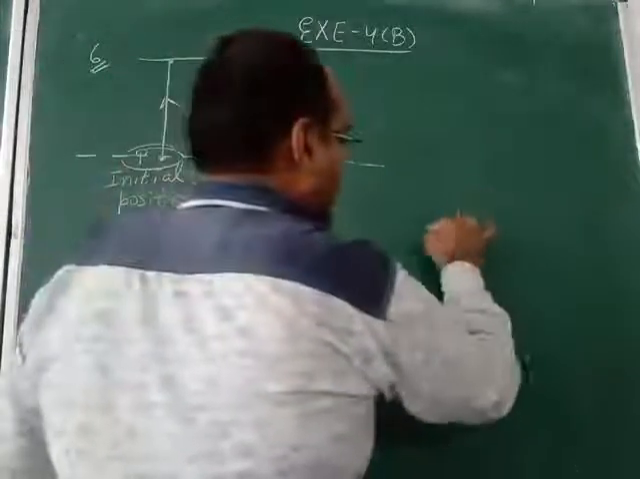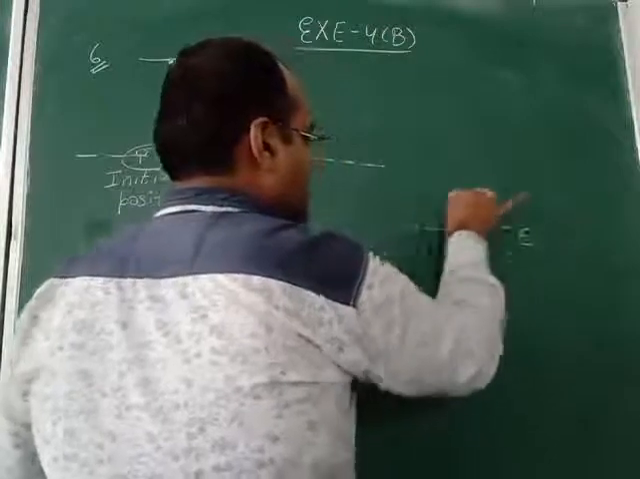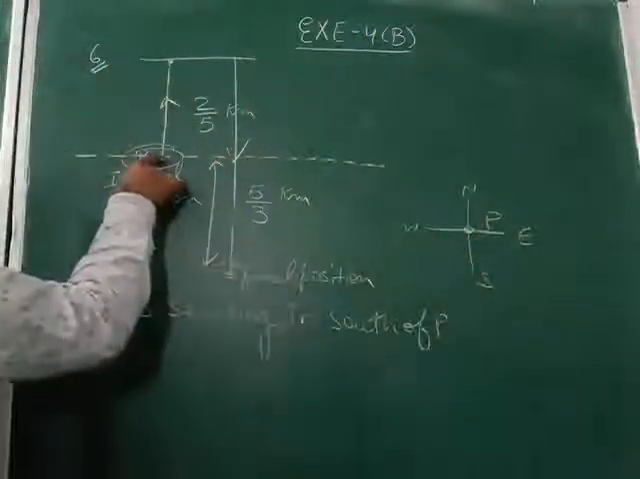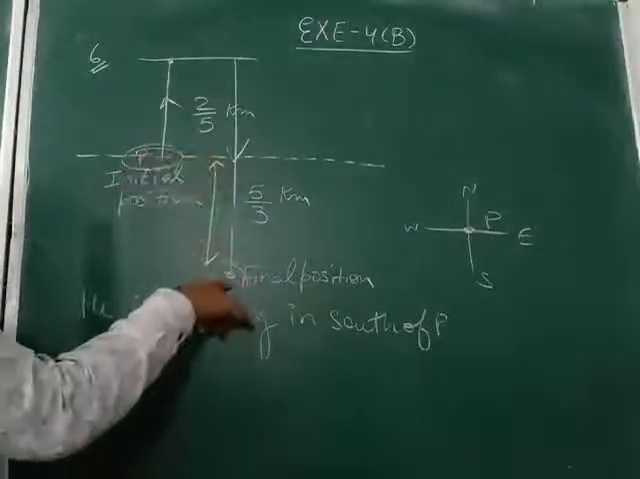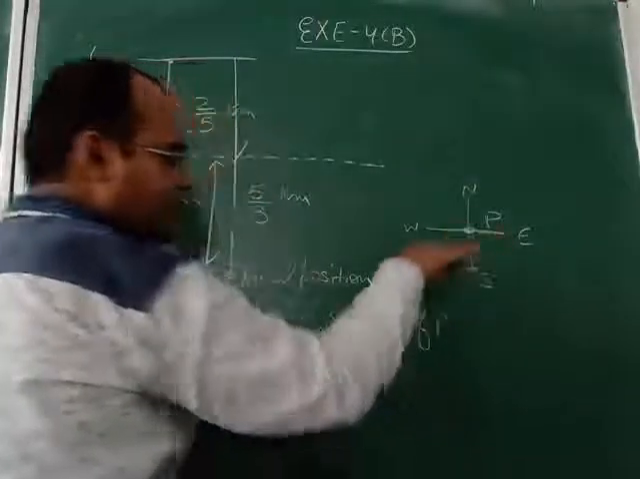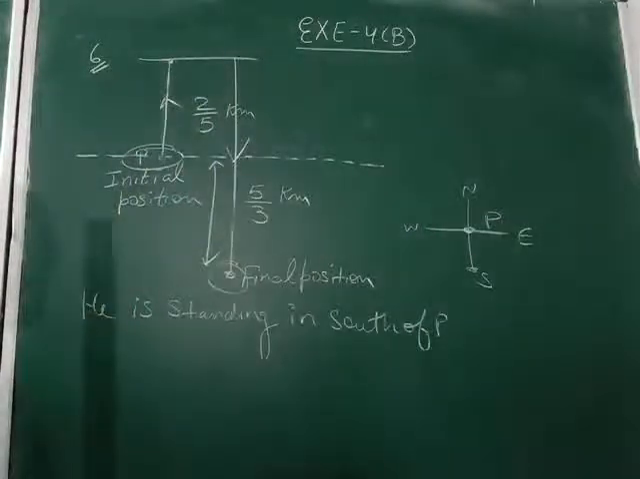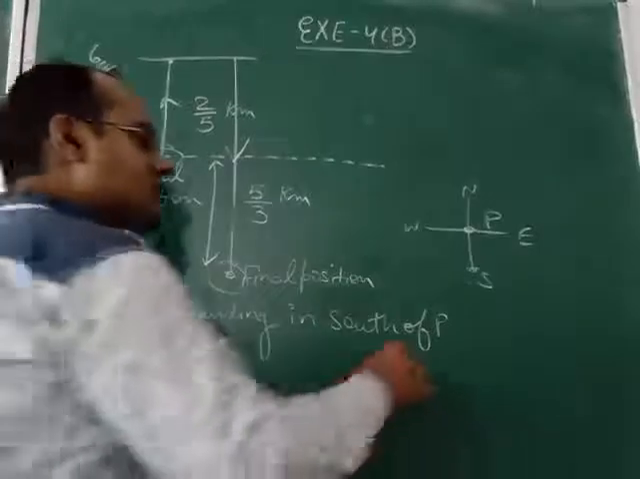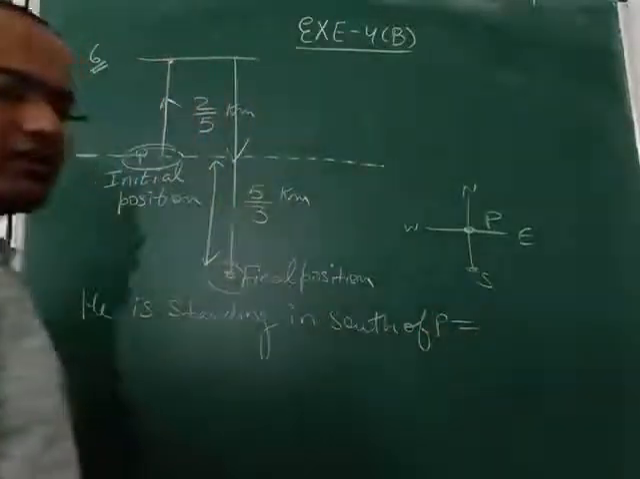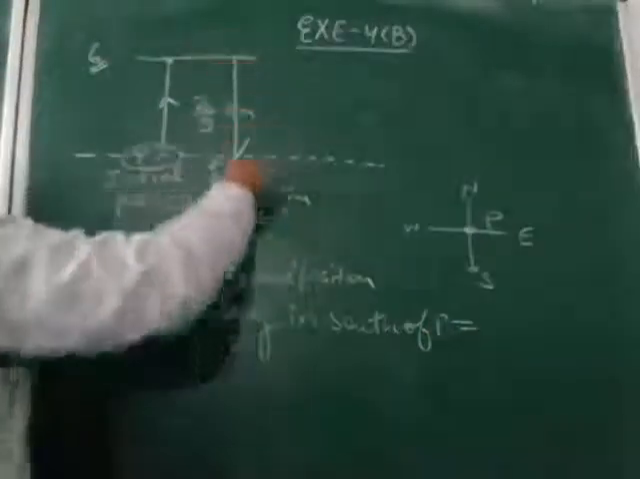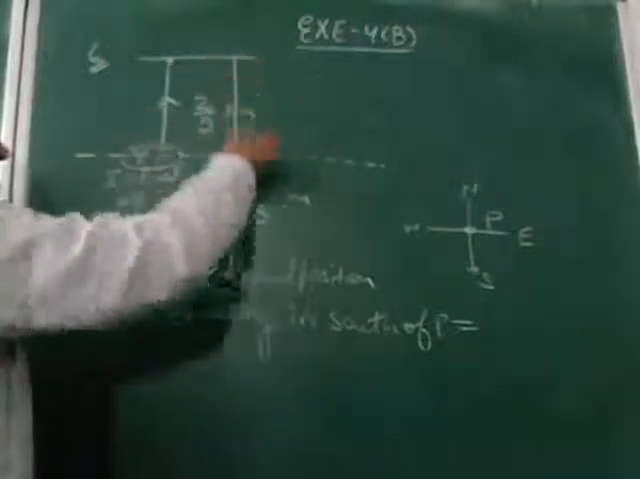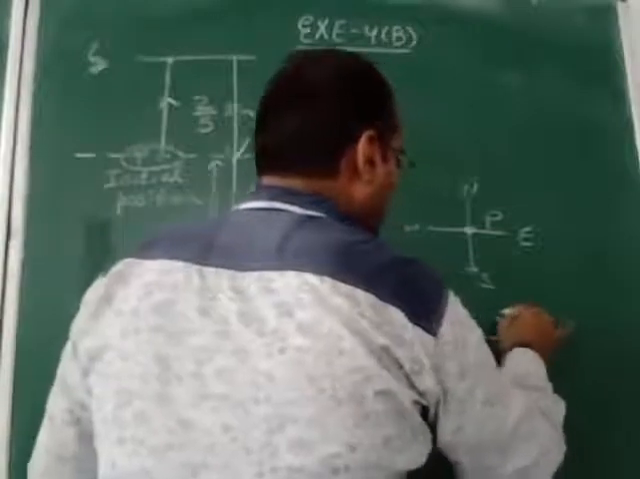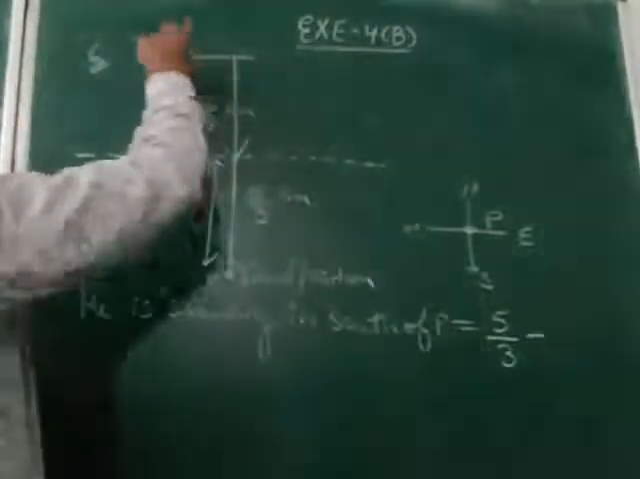If you see the directions east, west, north, south, this is the place P. And now he is standing downside. Downside means here he is standing. That means this is the south position. So he is standing in the south of P. And how much distance? For that we have to subtract. Which one is the larger distance? The longer distance is this one. Longer distance is 5/3 minus shorter distance 2/5.